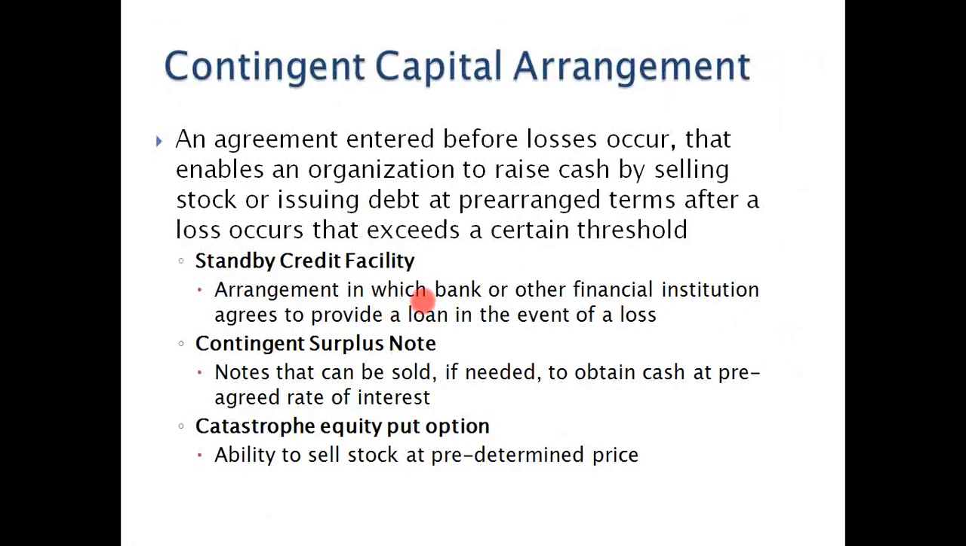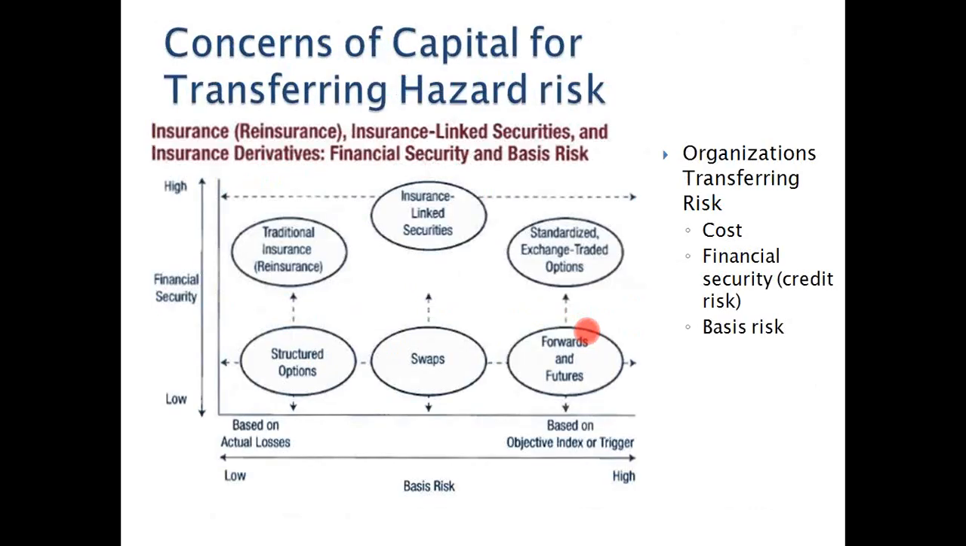So there's more discussion in the book on the standby credit and contingent. I think as long as you understand the main pieces of these three things, that these are all part of contingent capital arrangements, you'll be just fine, and understand that it's really a loan that's going on compared to insurance. So, concerns. This is the last couple items in the chapter here.